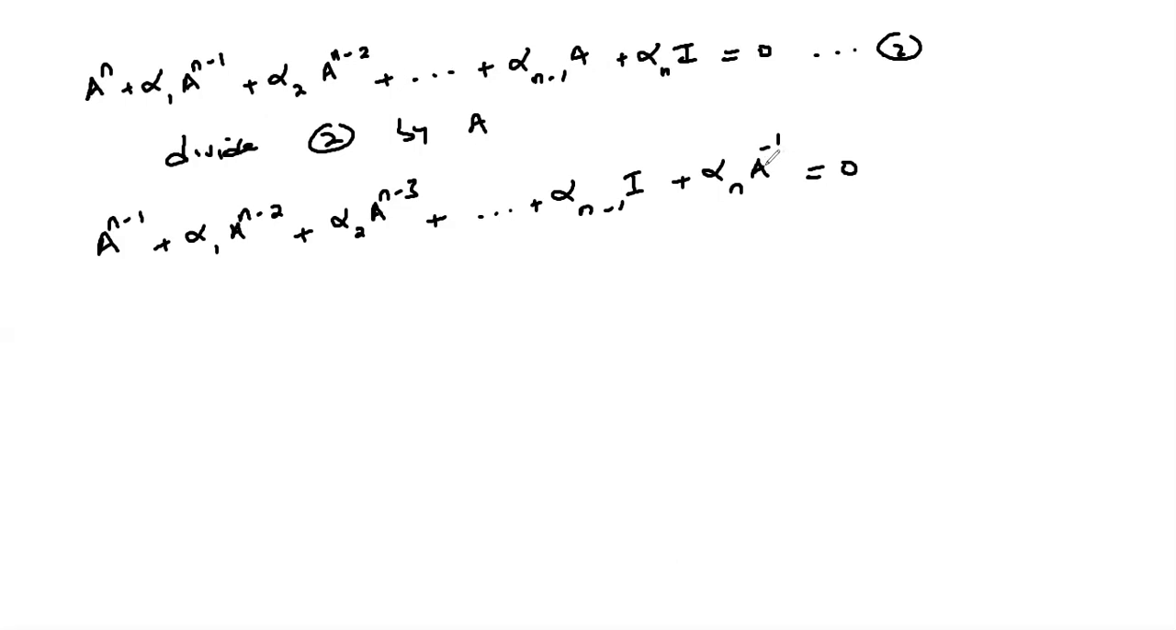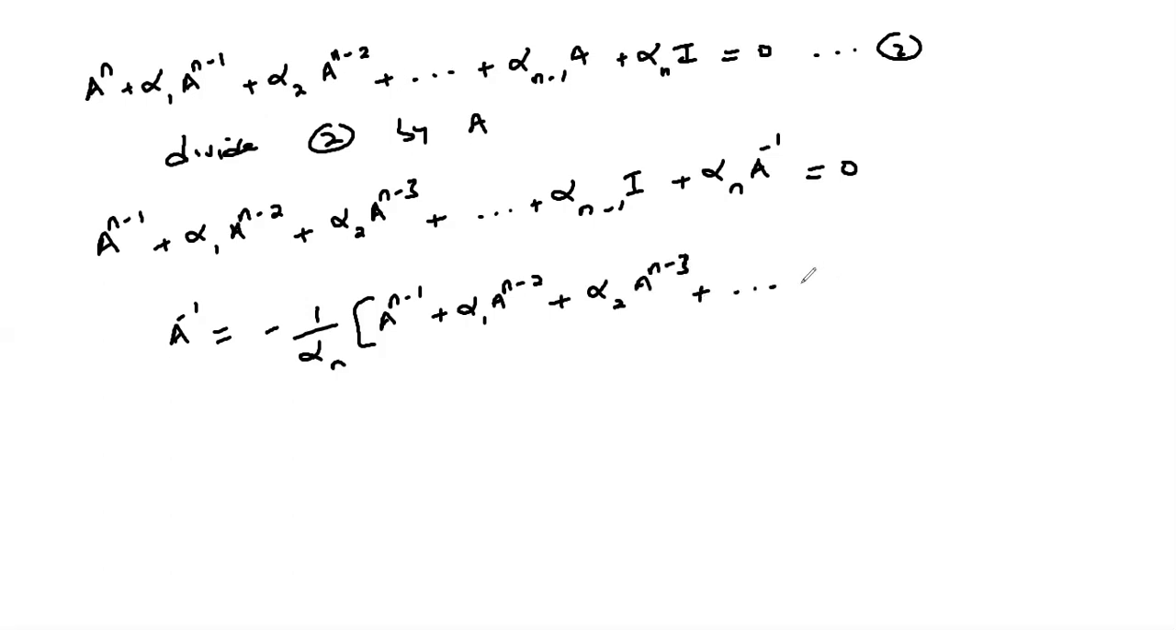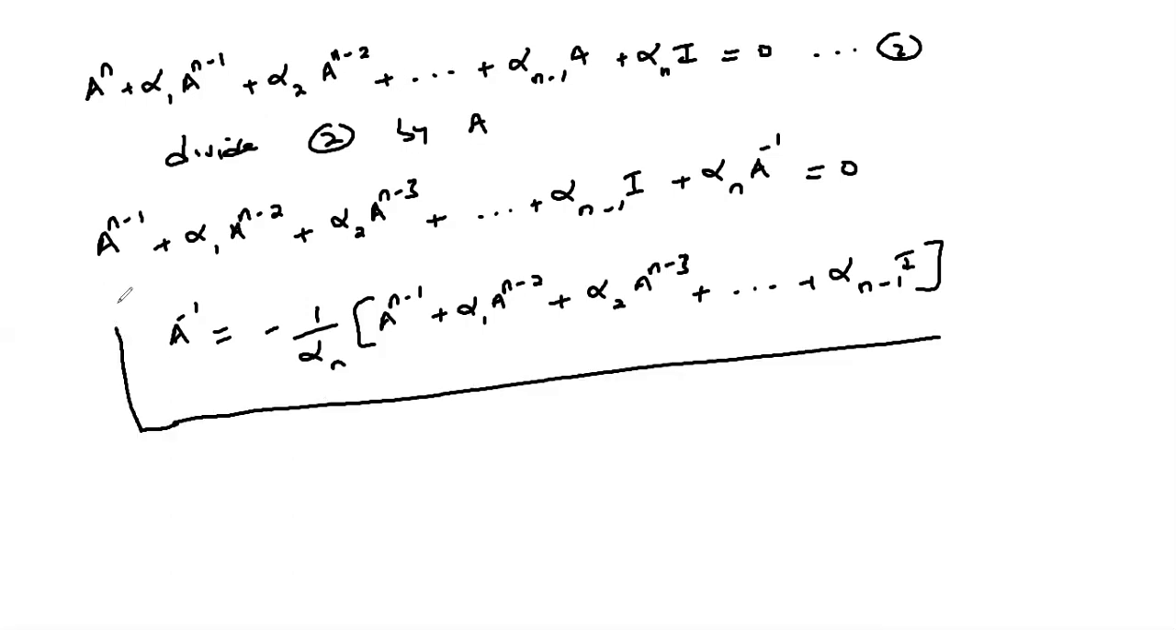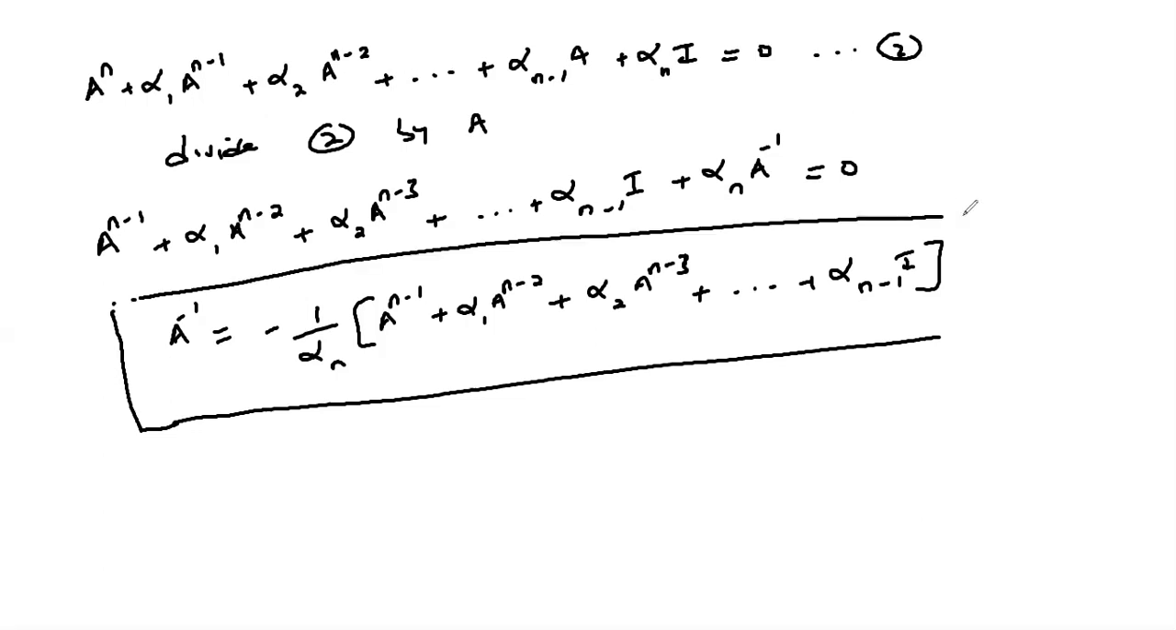We can make A inverse the subject of the formula, from which we notice that A inverse will be the negative of 1 over alpha n into A power n minus 1 plus alpha 1 A power n minus 2 plus alpha 2 A power n minus 3 plus all the way up to alpha n minus 1 I. And this is the inverse of the matrix A using the Cayley-Hamilton theorem.